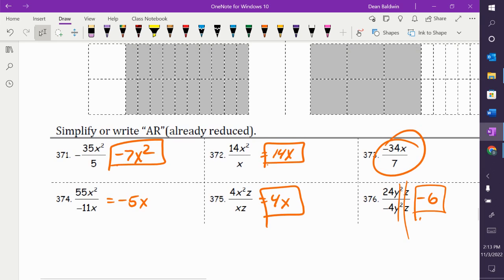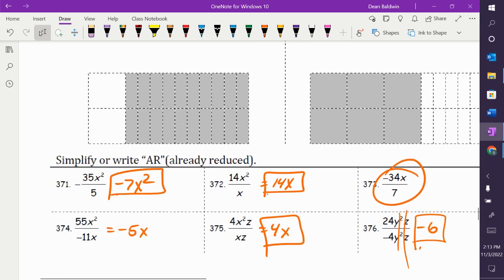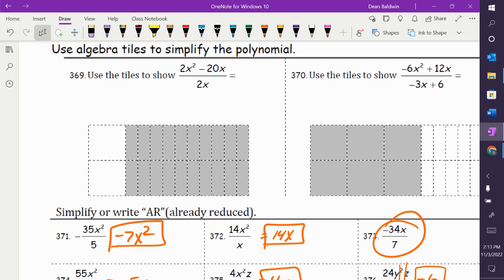Okay. Let's go back up here to the algebra tiles for 1 sec. Right here. So we're dividing 2x squared minus 20x by 2x. So remember this, essentially, that is all of this. This is the x squareds. There's 2 of them. And these are all x's. And there's 2 of them. There's negative 20. Why would we say negative? Because they're shaded.